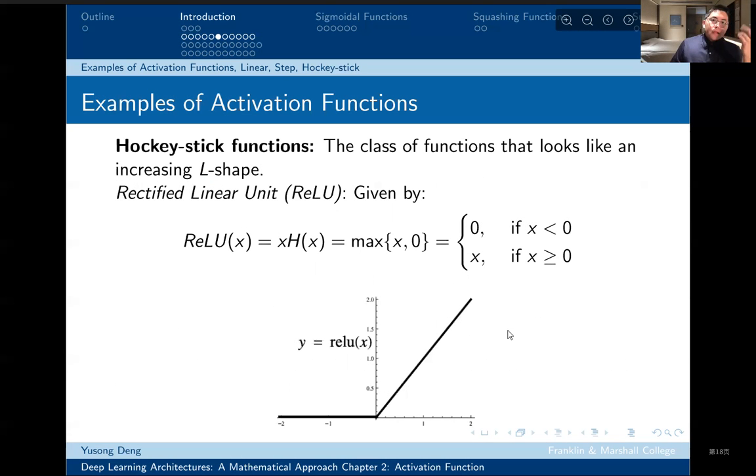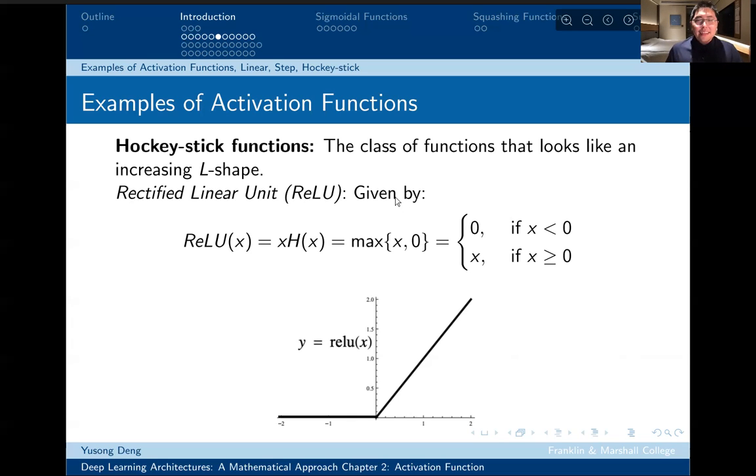All right, so let's look at another type of function, what we call hockey stick functions. This class of function looks like an increasing L shape. Actually, this is a word from the book. It doesn't look like an L because it's not increasing this way, but like a reverse L, increasing the other way. But anyway, the first one we can see is the rectified linear unit, also known as ReLU. That is how I pronounce it.